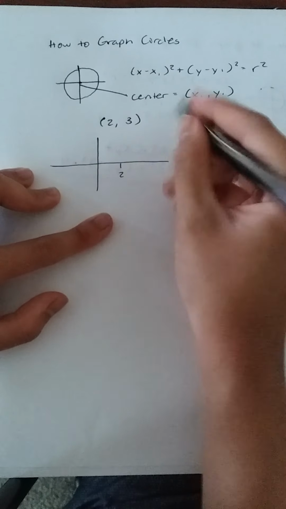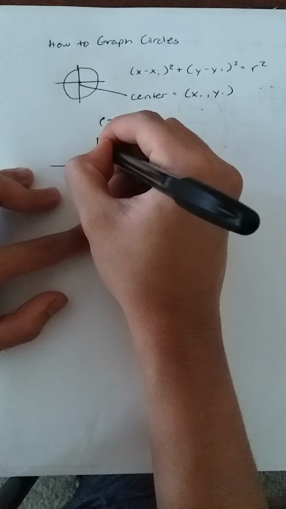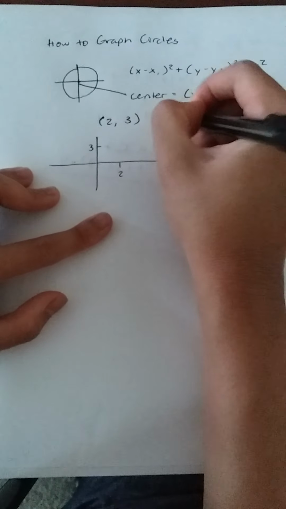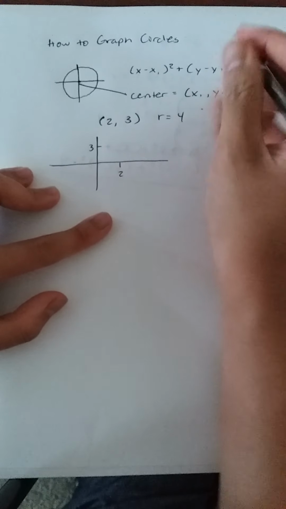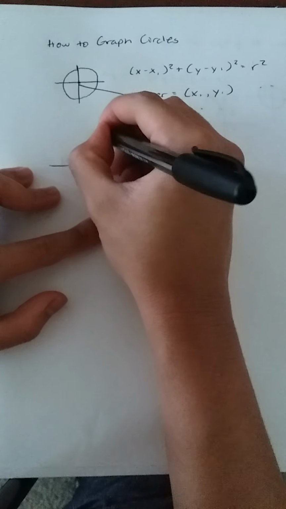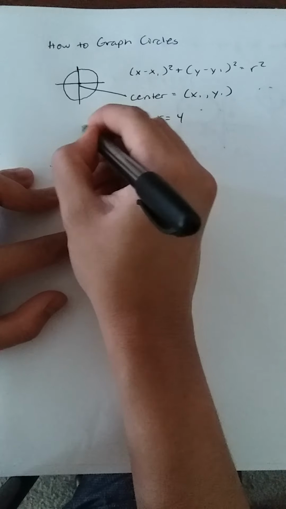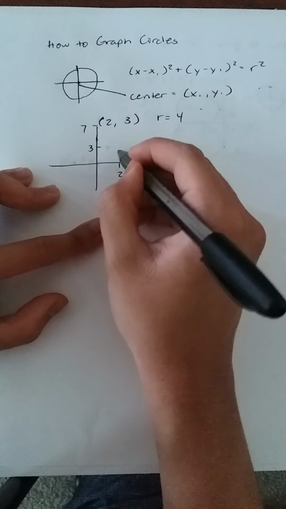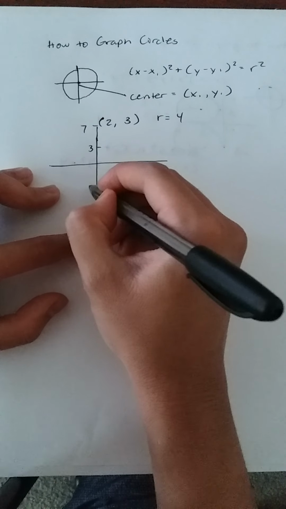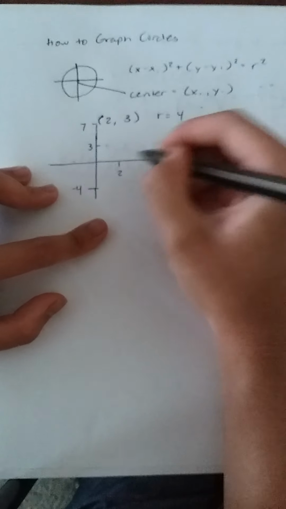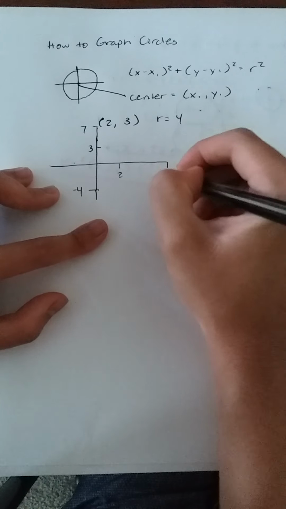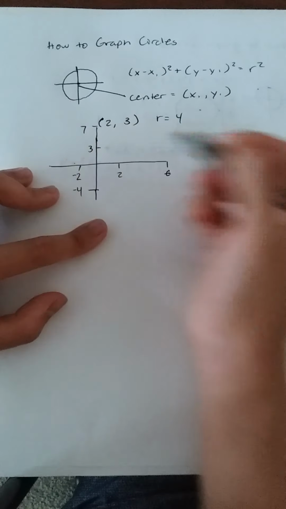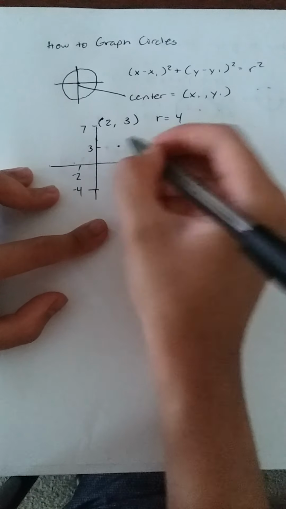2, 3, and we're going to have a radius of 4. I'll have a radius of 4, so I'll have to make this bigger. Just 7. So that would be like a negative 4. Radius of 4, this would be 6. And that would be negative 2. So 2, 3, radius of 4.